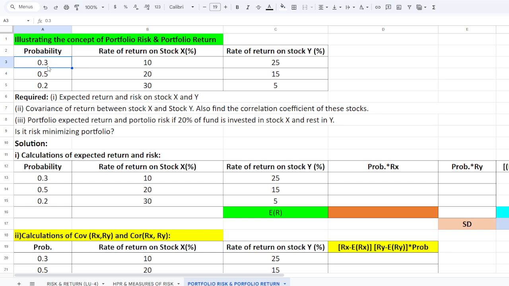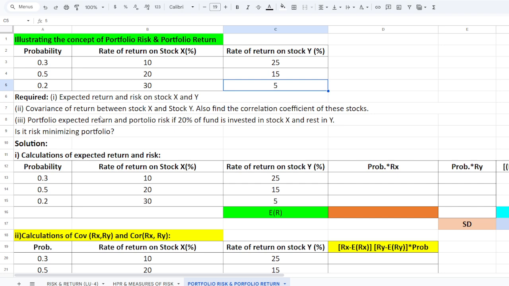We have a probability distribution. You can see this is 0.3, 0.5, 0.2. Remember, the whole sum of probability would be 1. We have the rate of return on stock X, that's 10%, 20%, 30%, while the return on stock Y is 25%, 15% and 5%.